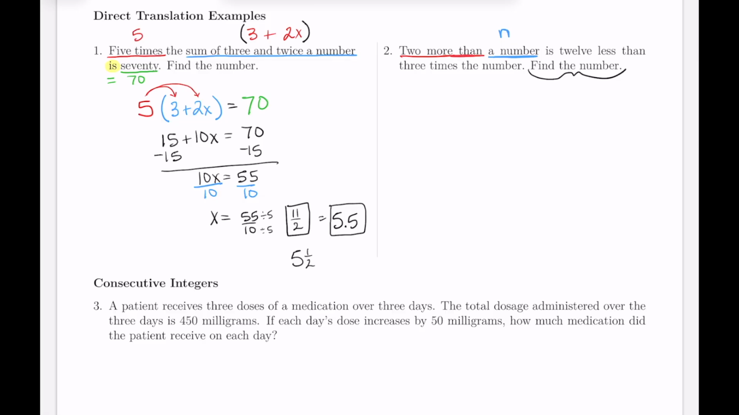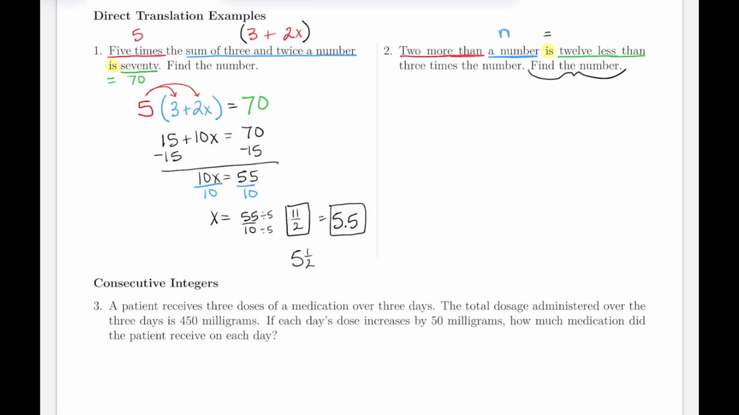Ooh, that one's nice. That's kind of the middle, right? That's going to be my equal sign here. So I'll put equals. And then we have 12 less than. Now, a lot of people think this means 12 minus something. That is not what that means. Okay, so I'm going to get rid of that for now. So 12 less than 3 times the number.